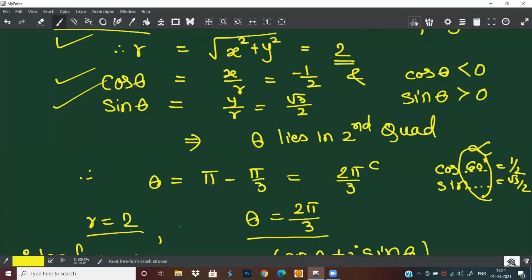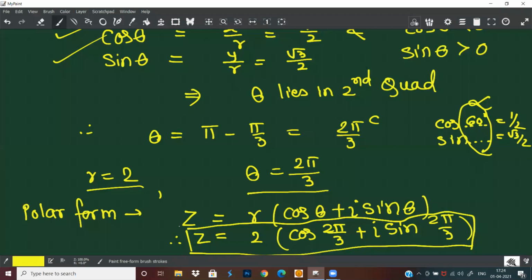Polar form is done. Now we have to do exponential form. What is exponential form? Tell me. E raised to i theta into R.